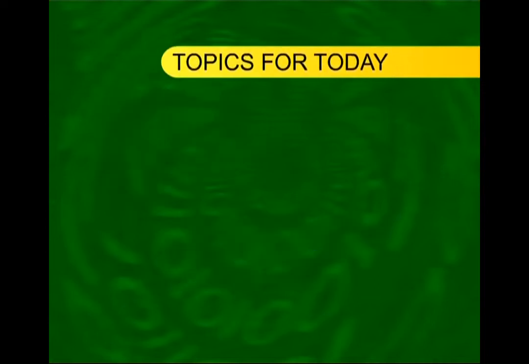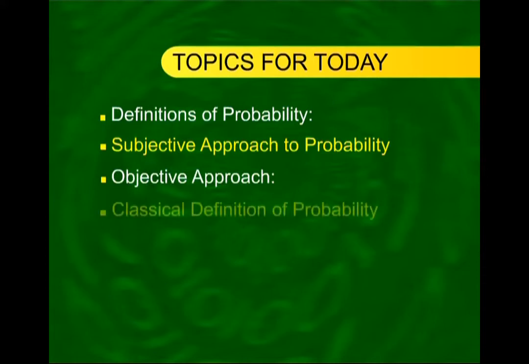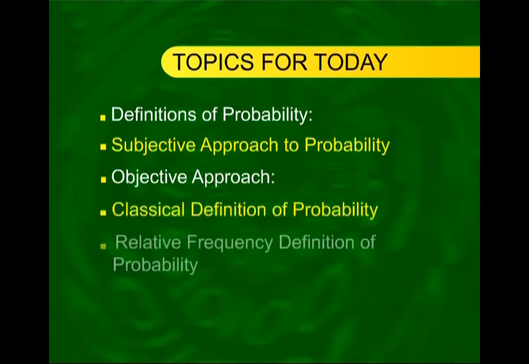In today's lecture, I will discuss with you the various ways in which probability can be defined. These include the subjective approach as well as the objective approach, and then under the objective approach, we have different ways of defining probability. But students, before I begin these formal definitions of probability, I would like to revise with you briefly the concept of mutually exclusive events, exhaustive events, and equally likely events.